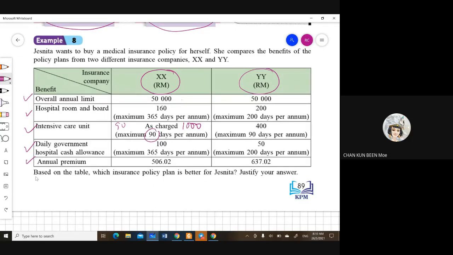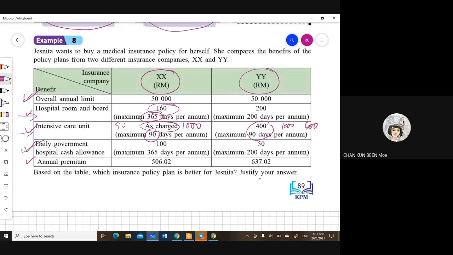So the question asks you, based on the table, which insurance policy plan is better for Jasnita, and then justify your answer. The annual limit cannot be compared because they are the same. If you compare the hospital room, of course this one is better, right? Although the price is lower, maybe you'll get 2 persons in one room, but it's up to a maximum of 365 days. And when it comes to the intensive care unit, of course this one is better, as charged. No matter how much they charge, you don't have to worry. For example, if the hospital charges you 1,000 ringgit, you have to bear another 600 ringgit yourself.